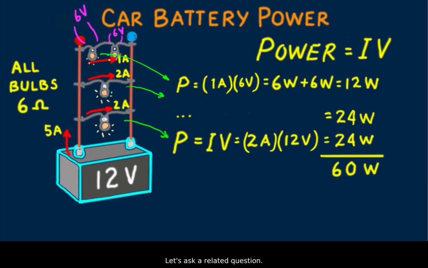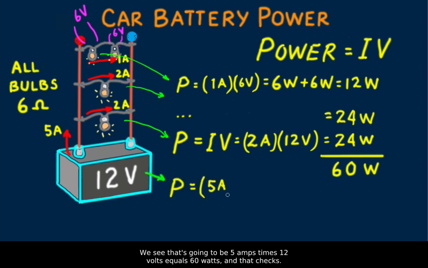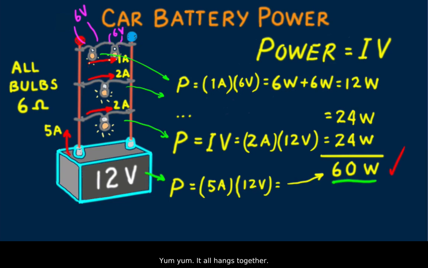Let's ask a related question. What's the power supplied by the battery? We see that's going to be 5 amps times 12 volts equals 60 watts. And that checks. It all hangs together. Now, if you understand this, you can answer this question.